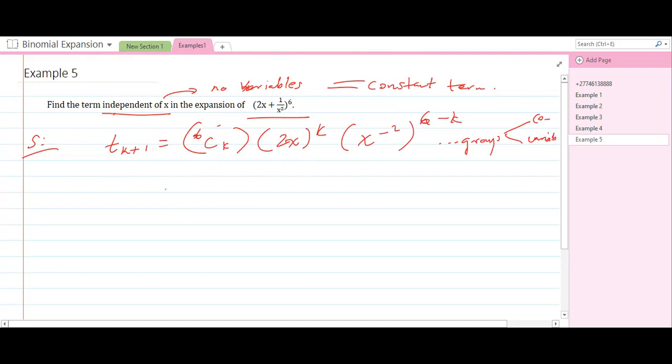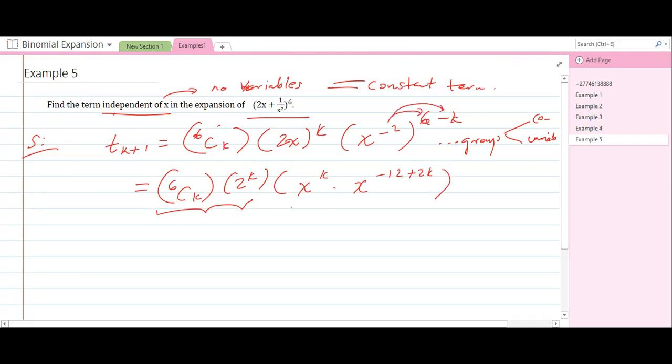Right, so grouping these, we got 6 choose k as my coefficient. Then we got 2 to the power k from this term as my coefficient. From the next term, we have no coefficients here. So my coefficients are grouped here. Now my variables are x to the power k times x to the power minus 12 plus 2k. Raising a power to a power, we multiply them out to get this result. So 6 choose k, 2 to the power k, x to the power minus 12 plus 3k.